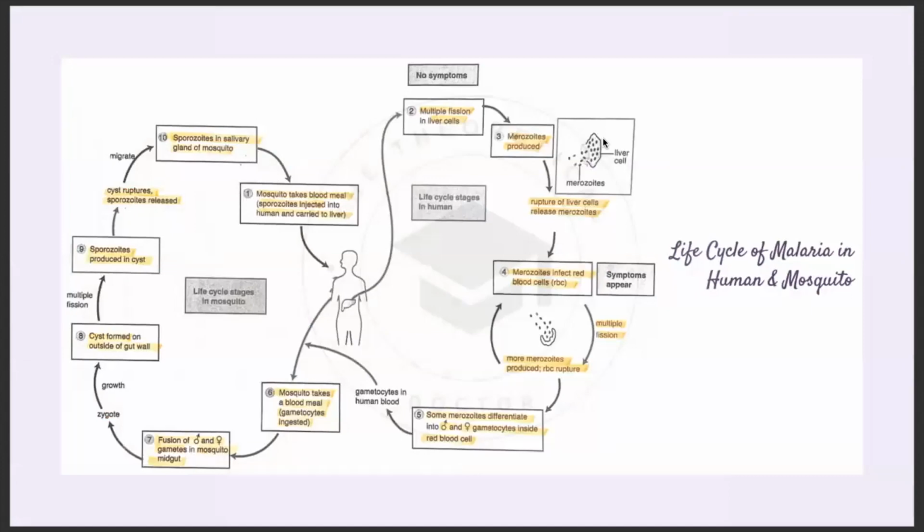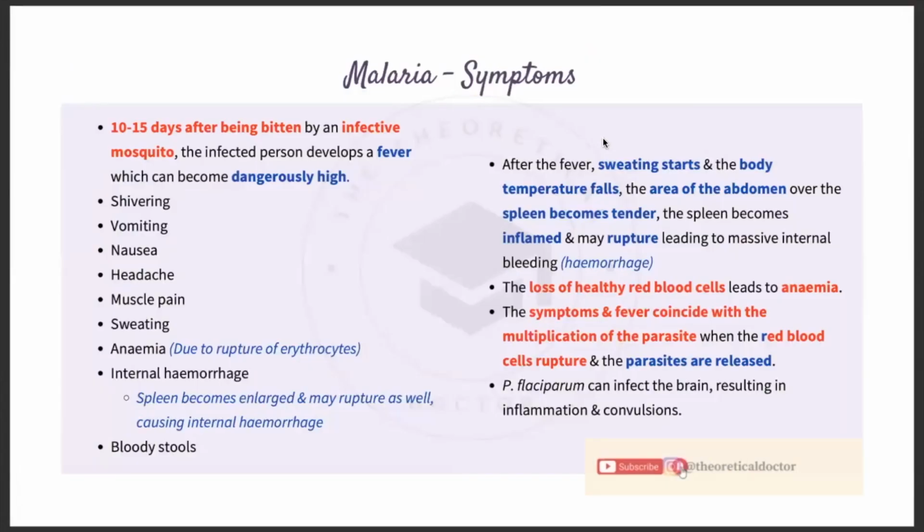You can pause the video here to better understand how the life cycle occurs, or you can rewind back and listen to it again. Symptoms of malaria.